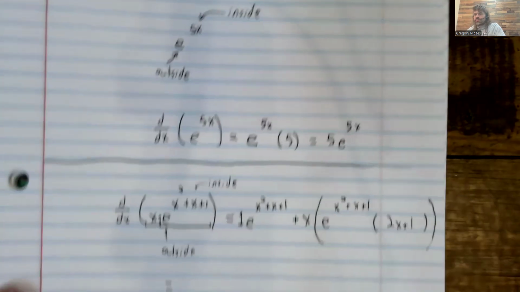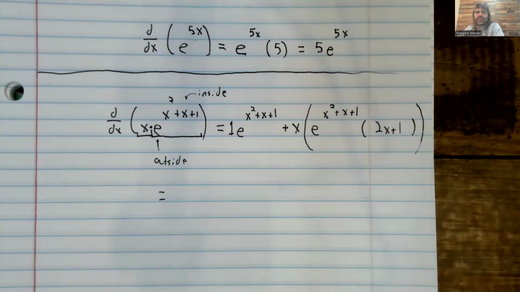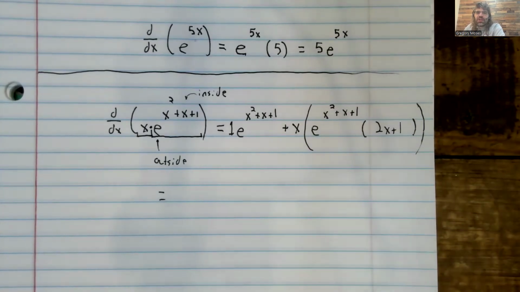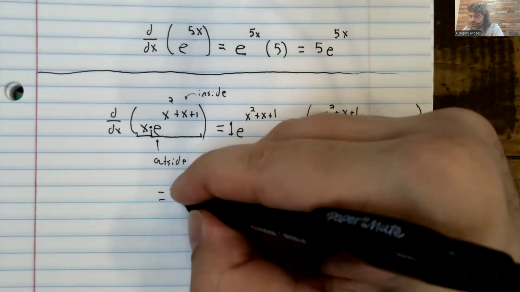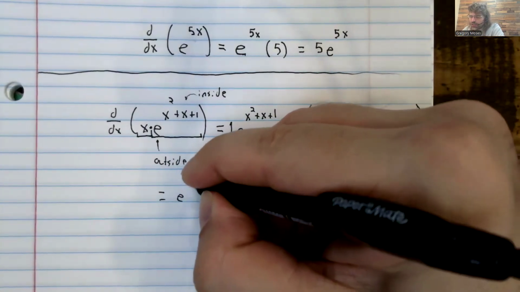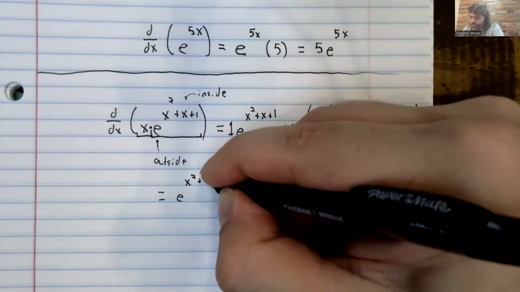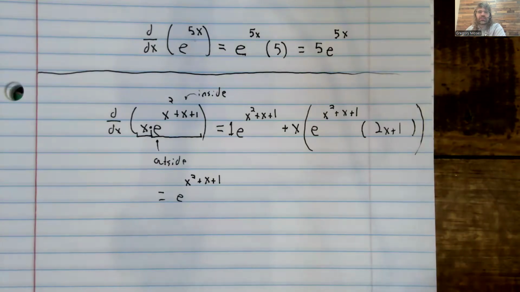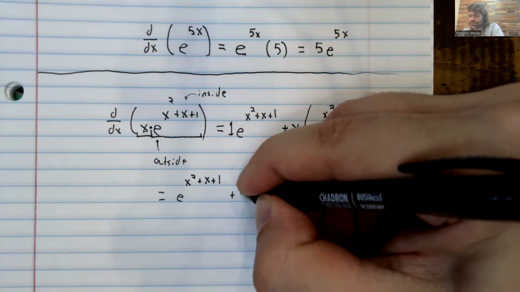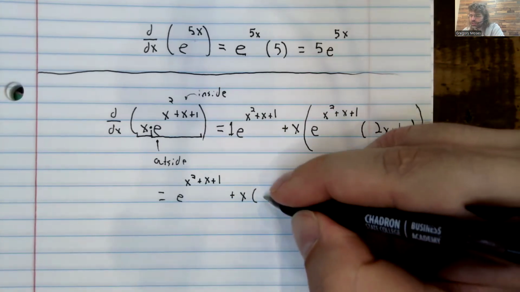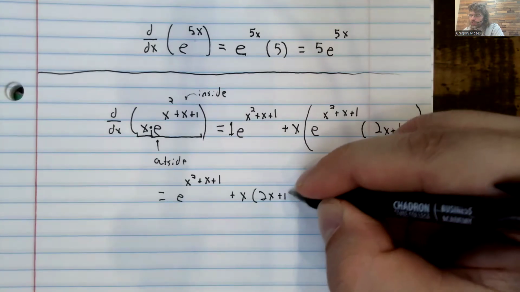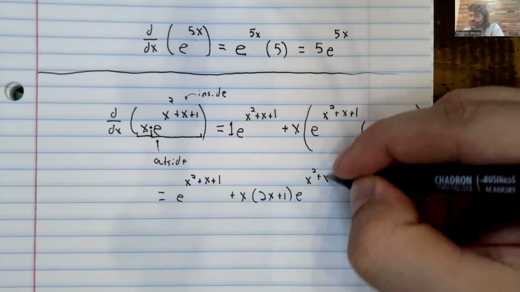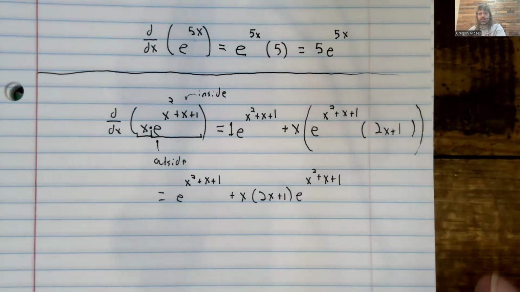And then, I guess we could rewrite this a little. There's a common exponential. We could maybe pull that out if we were so inclined. So what we have is e to the x squared plus x plus 1, plus x times 2x plus 1 times e to the x squared plus x plus 1.